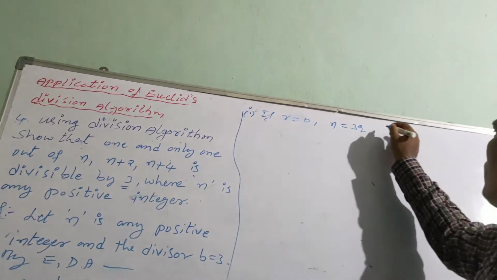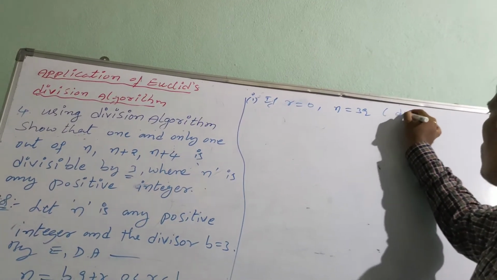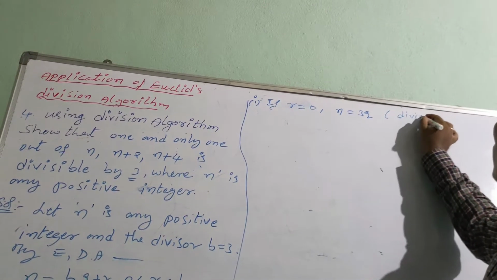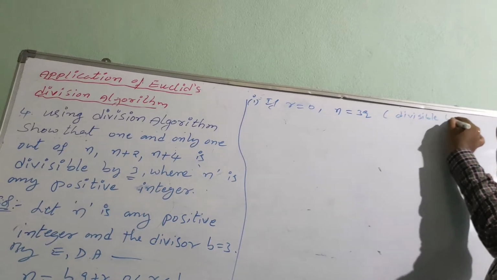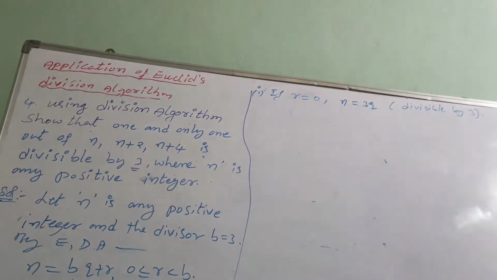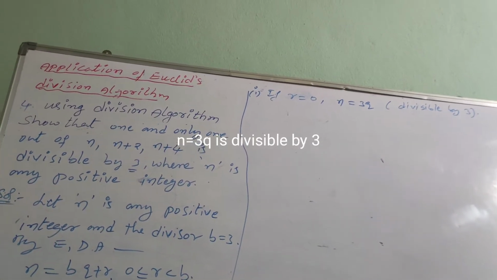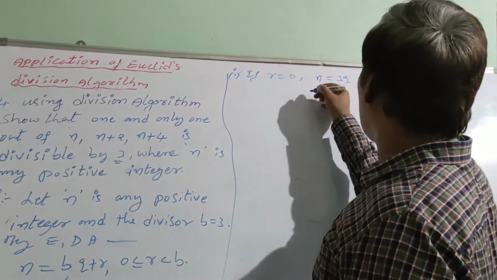So it is divisible by 3. Okay, 3q is divisible by 3, because it is in the form of 3 into something. n is divisible by 3.